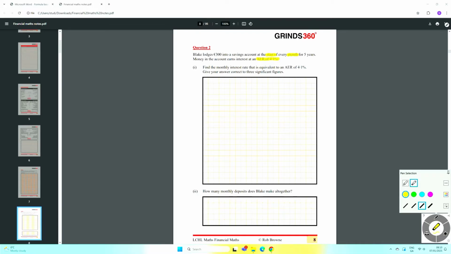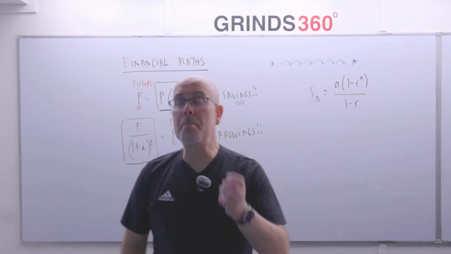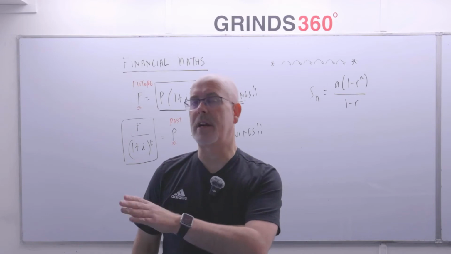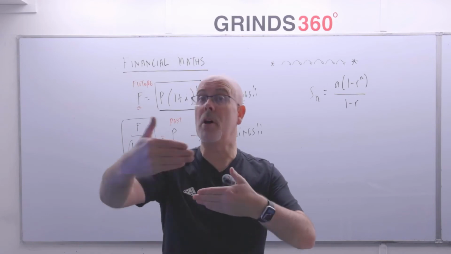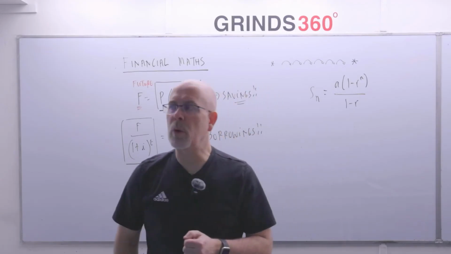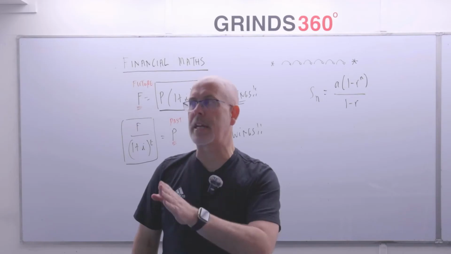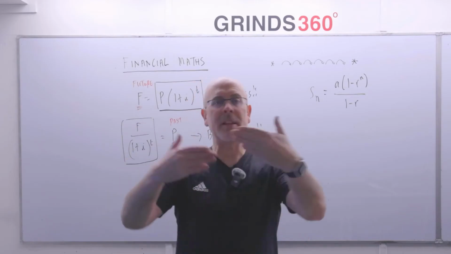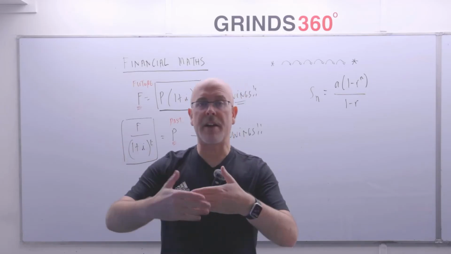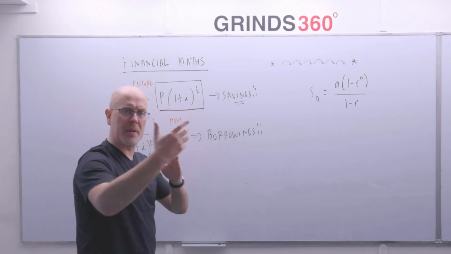Notice the slight tweak in this one. This time Blake is saving every month, not every year, every month for 5 years. So you're going to be putting money into the account every month. And we're told that the AER, the annual equivalent rate, is 4.1%. So at the moment they don't match: Blake is saving every month and we're given a yearly interest rate. So I'm not going to be able to use those same numbers in the formula.